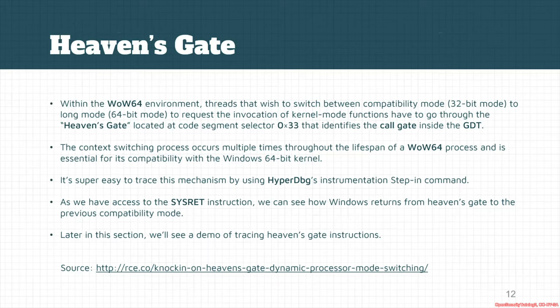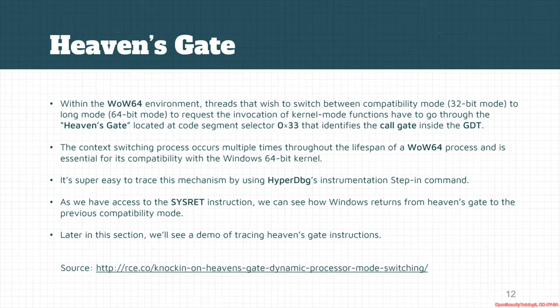There are a lot of resources in which they talk about why a Heaven's Gate must exist, and this mechanism makes us able to run a 32-bit application on a 64-bit operating system or on a 64-bit processor. The context switching process occurs multiple times throughout the lifespan of a WoW64 process, and is essential for its compatibility with the Windows 64-bit kernel.